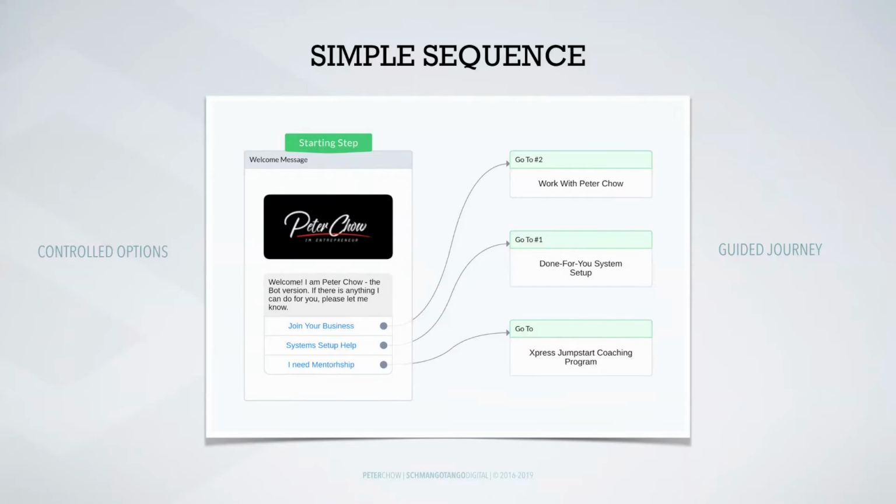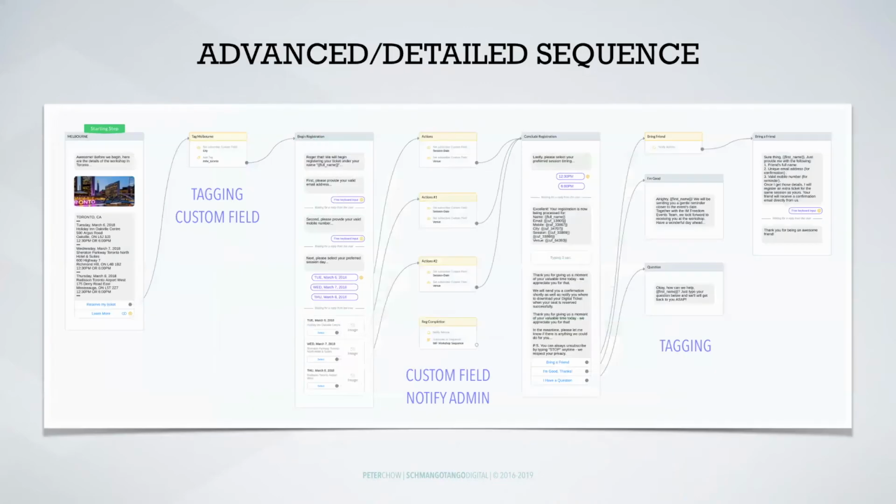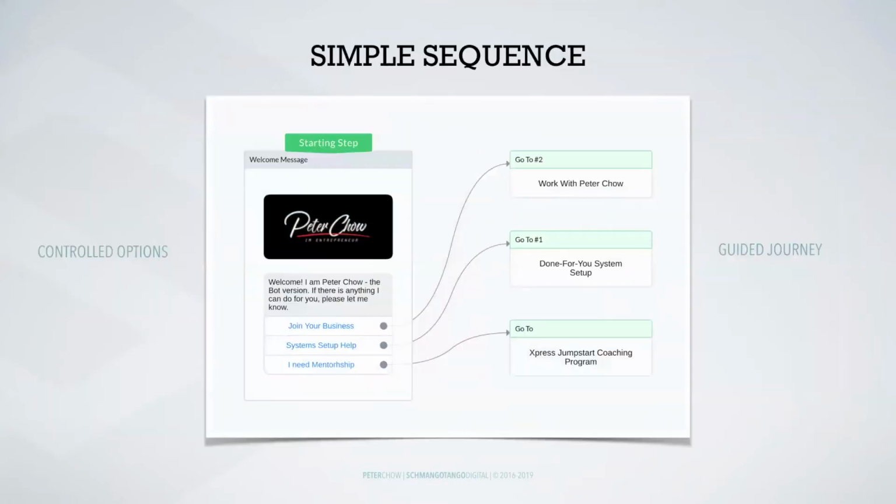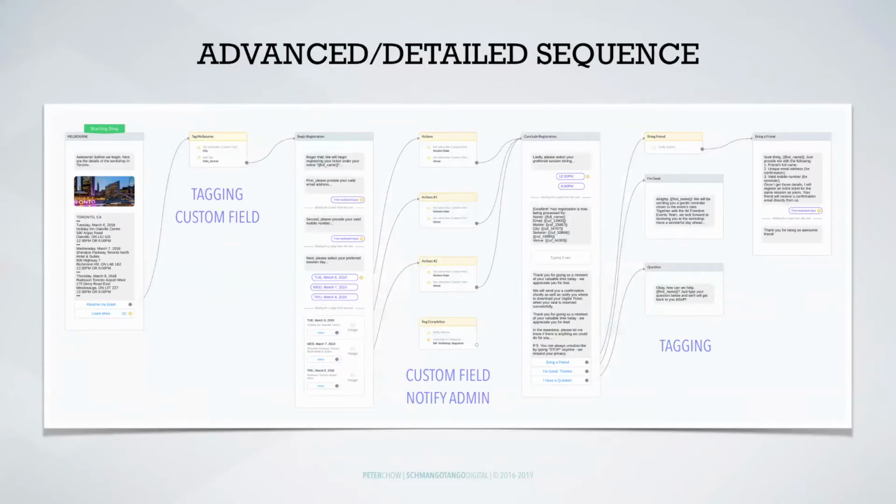So if, for instance, they want to join the business, or if they want system setup help or whatever it is, right? They just click on the button, and then it will go to the next sequence, which is presented here. Now, the next one is a little bit more advanced and detailed sequence. I just want to show you, it can be as simple as this in terms of the series of messages that you can create, or it can be more complex, such as this.